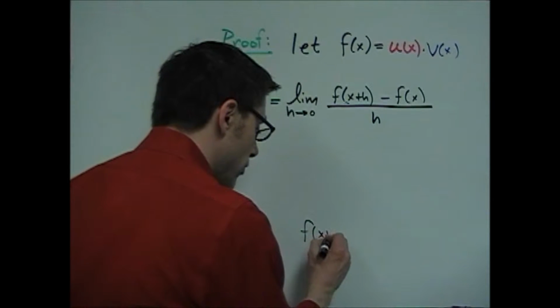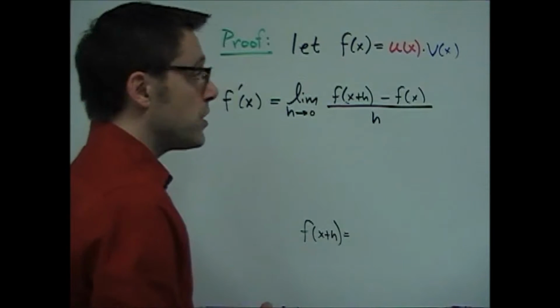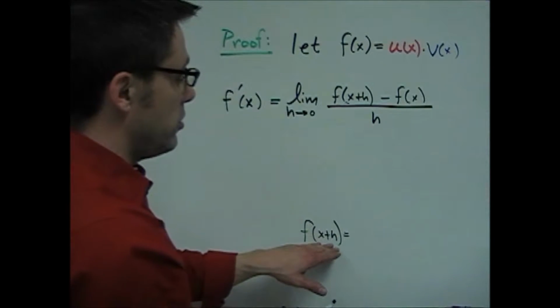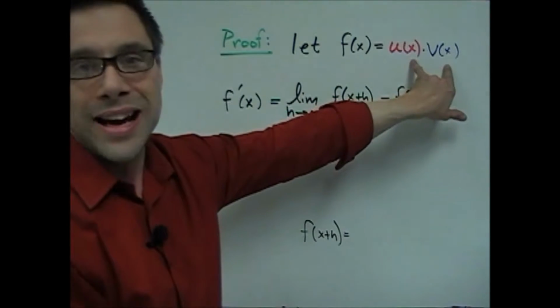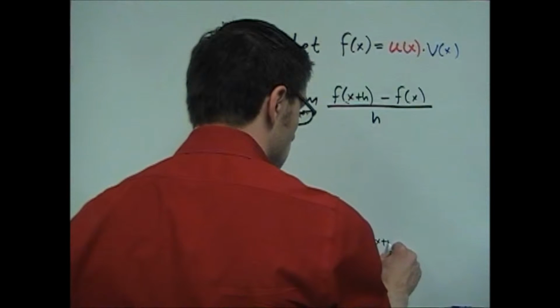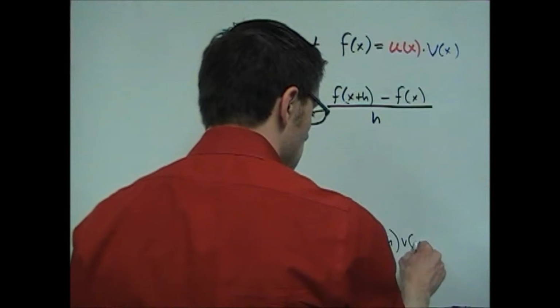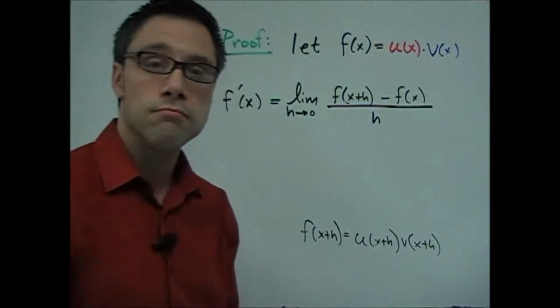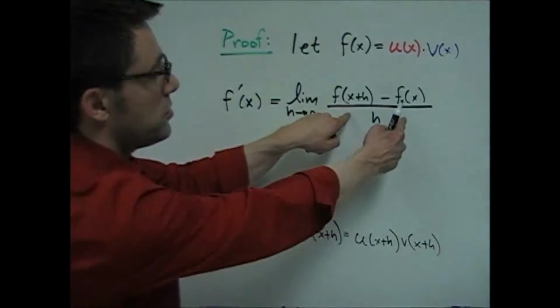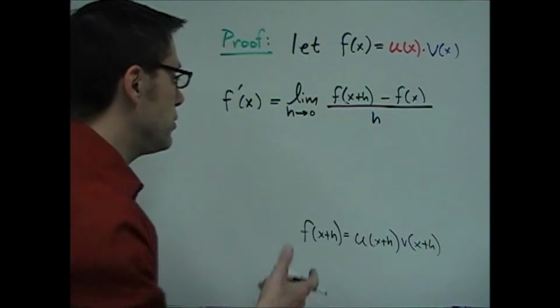Notice also that f of x plus h in this case is going to be given by this up here, except remember that what I'm going to do is replace all of the x's by x plus h. So this is going to be equal to u of x plus h multiplied by v of x plus h. Okay? And what I'm going to do is take this value and put those into the difference quotient. So let's go ahead and do that.